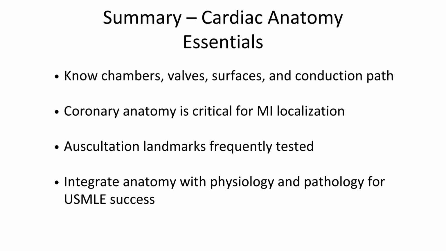Let's wrap it up with a quick recap. The four chambers, their blood flow directions, and separation via septa are foundational. The valves ensure unidirectional blood flow, and any pathology here creates murmurs. Coronary circulation, especially LAD, RCA, and their branches, helps localize MIs. Venous drainage through the coronary sinus completes the circulation loop. Conduction system is essential for rhythm. Remember SA, AV, His bundle branches, Purkinje. And lastly, clinical correlations make anatomy relevant. Always tie it back to physiology and pathology.